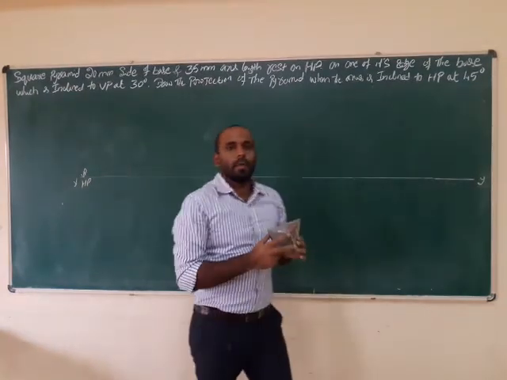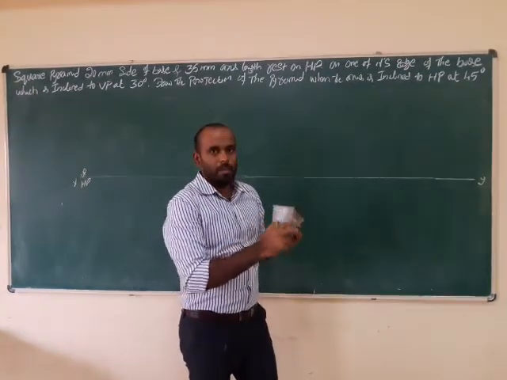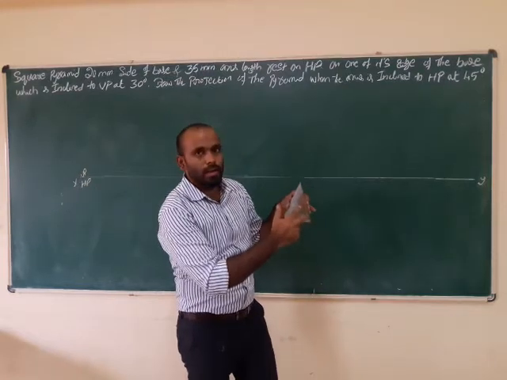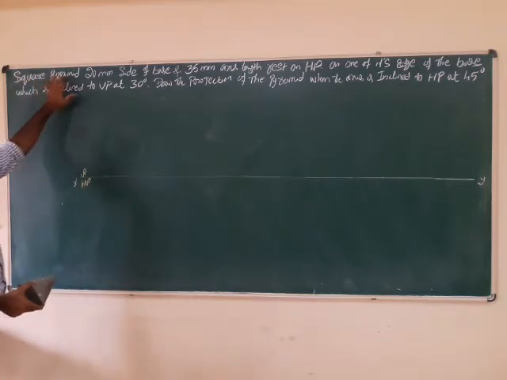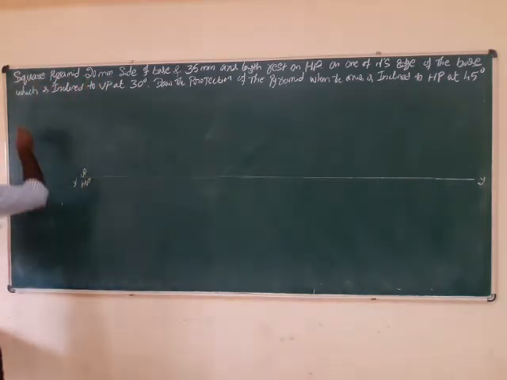This is called a square pyramid, because the bottom shape is a square. The front view looks like a pyramid. That's why it is called a square pyramid. In this problem, a square pyramid with 20 side is given. I will write the data.